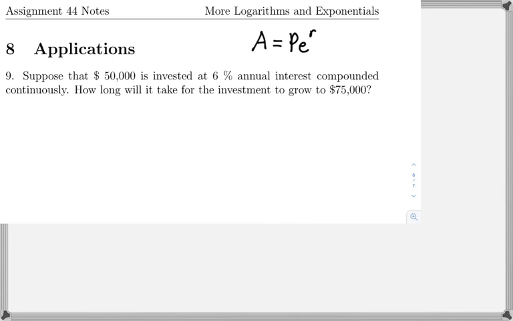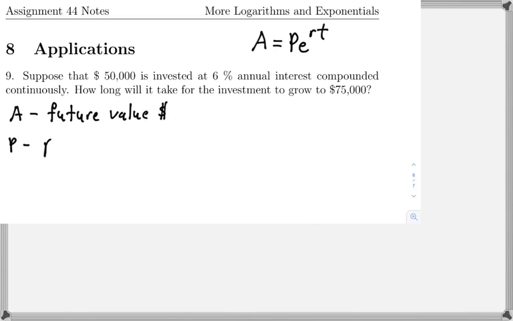So compounded continuously is going to tell us that we're going to use the pertinent equation, A is equal to Pe to the rt. And then they're asking us how long will it take for the investment to grow to $75,000. So let's put all our parts out. So A, that's going to be your future value, or the amount that you have at the end of an investment or a loan, and that's going to be in money.